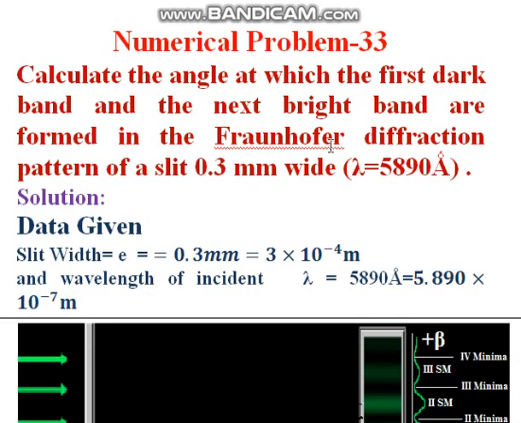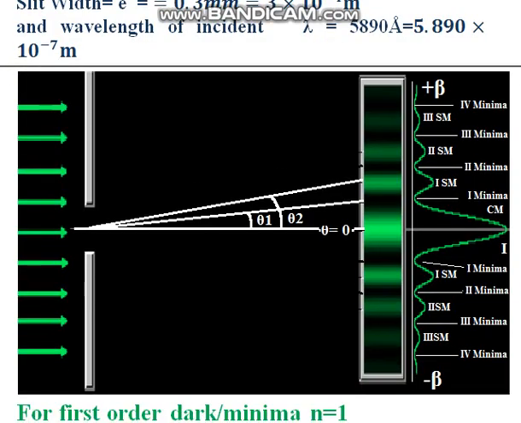The question is to calculate the angle at which the first dark band and the next bright band are formed. Let's see in the figure where is the first dark and where is the next. This is the central maxima. Nearby the central maxima is the dark band, and after this is the first bright band, which is known as the first secondary maxima. So in this numerical problem we have to find the angular position of the first minima and the first secondary maxima.